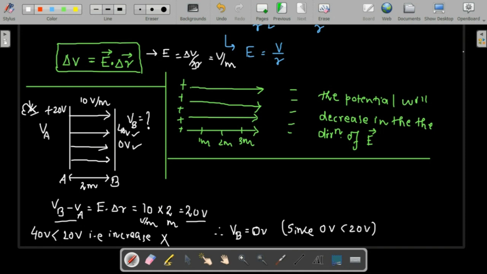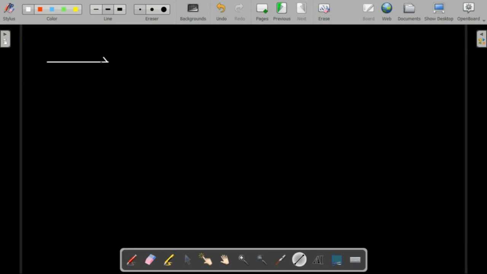The question says that you've got an electric field, a uniform electric field. Remember, uniform approach is different, non-uniform approach is different. We are saying uniform electric field, that means the lines that we have are more or less equally spaced. We have got a uniform electric field, and we have got a square in this case.